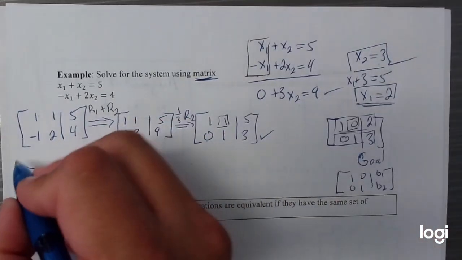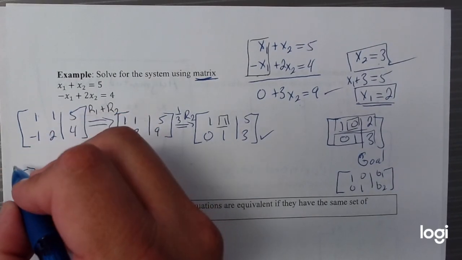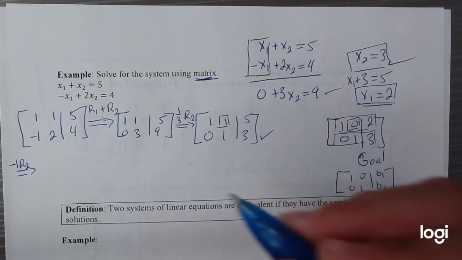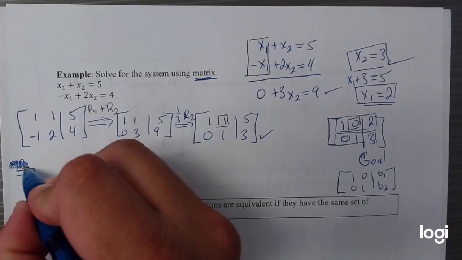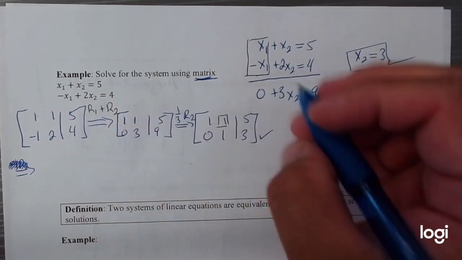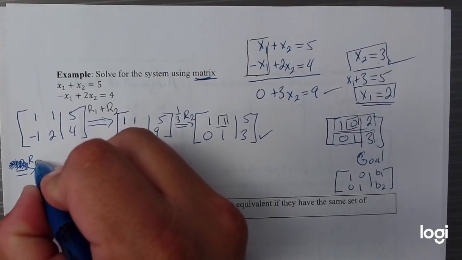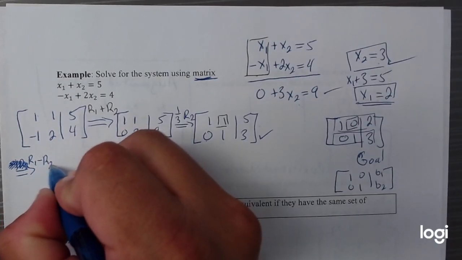So I'm going to multiply row 1. Actually, multiply row 2. Or, you know what? I'll just do it this way. It's probably easier if I do it this way. I'm going to do row 1 minus row 2. There we go. That's probably the best thing to do.